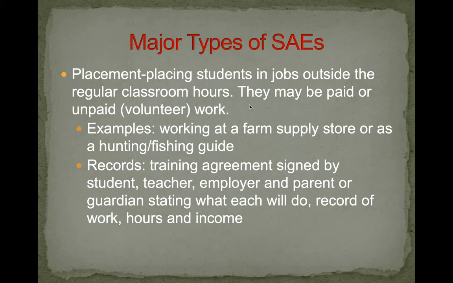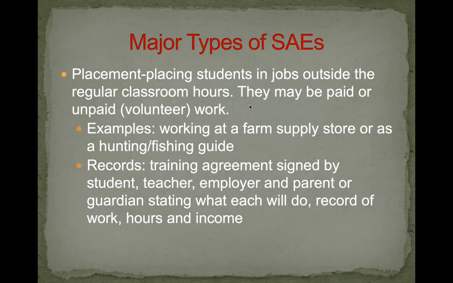You're working at a job outside of regular classroom hours. It can be paid work, it can be unpaid or volunteer work, and basically you're working for somebody. We've had students who have worked for Cleveland Feed before. We have students who have worked for Tractor Supply. You have to be 18 to work at Tractor Supply. We've had students who've worked for Homestead. We've had students who've worked for local veterinarians, and all of these are people who are doing placement types of SAEs because they're actually doing a job. They don't own the business, but they're in there doing the job for somebody that does own the business.